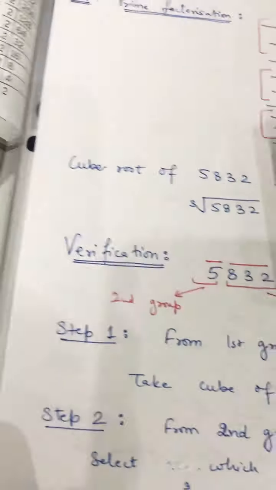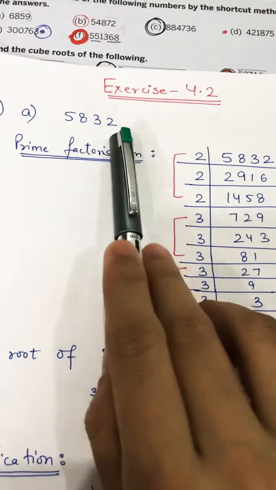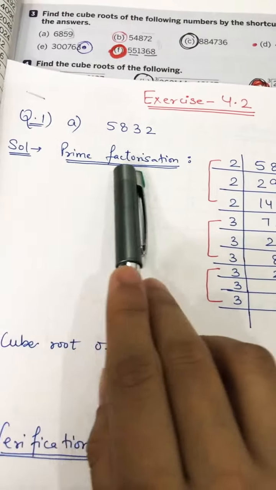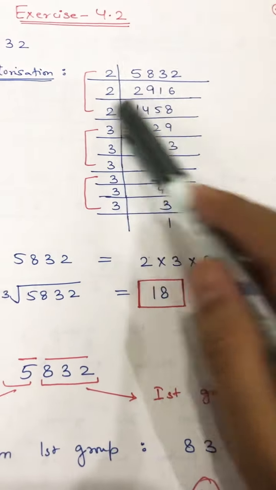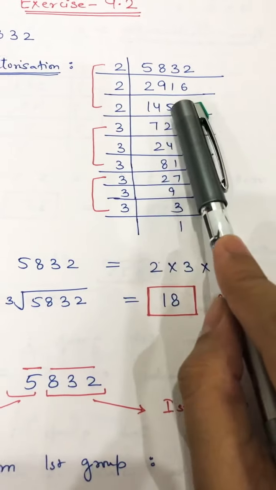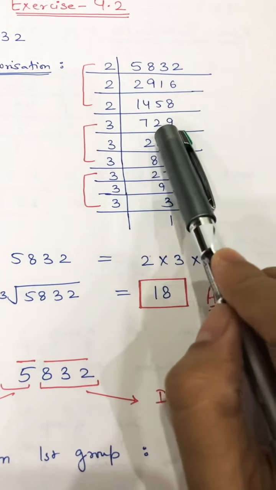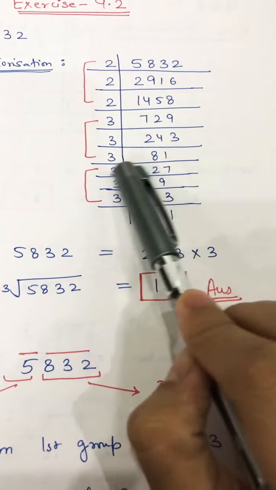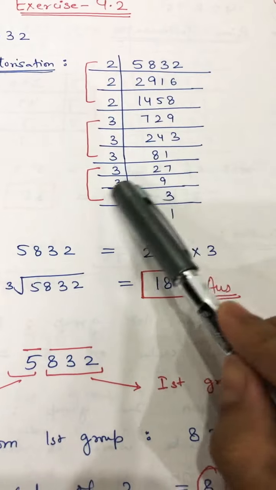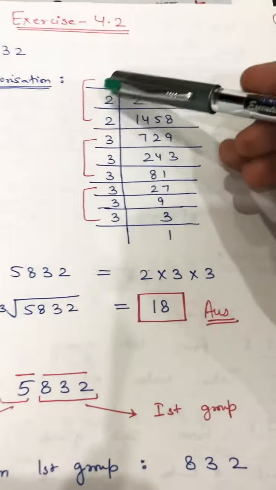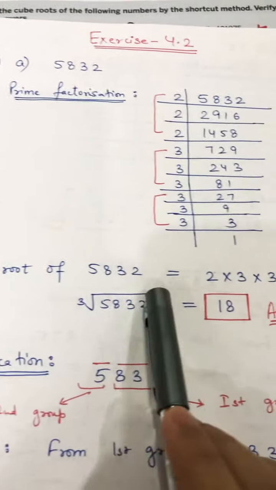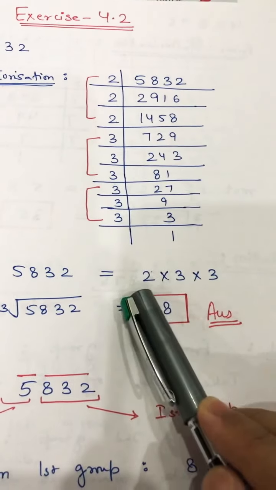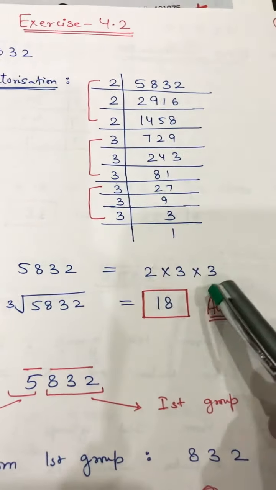Okay, now let's start the question. This is your prime factorization. Okay, 5832, you have to start with prime factorization. Now this will go first on the 2 table, then on 2, then on 2, then 3, 3, 3, then again on 3, 3, 3. So how many cubes are there? First cube, second cube, third cube. So the cube root of 5832 is equal to 2 multiplied by 3 multiplied by 3.